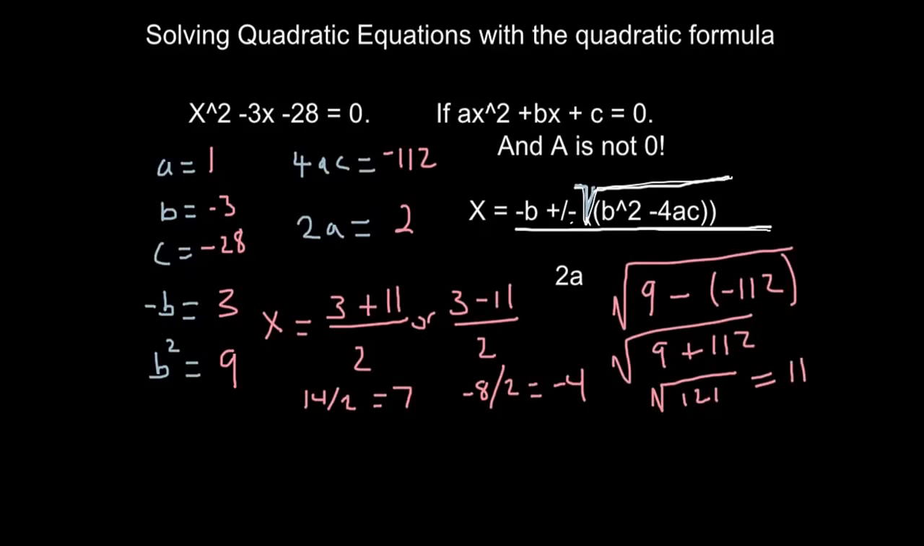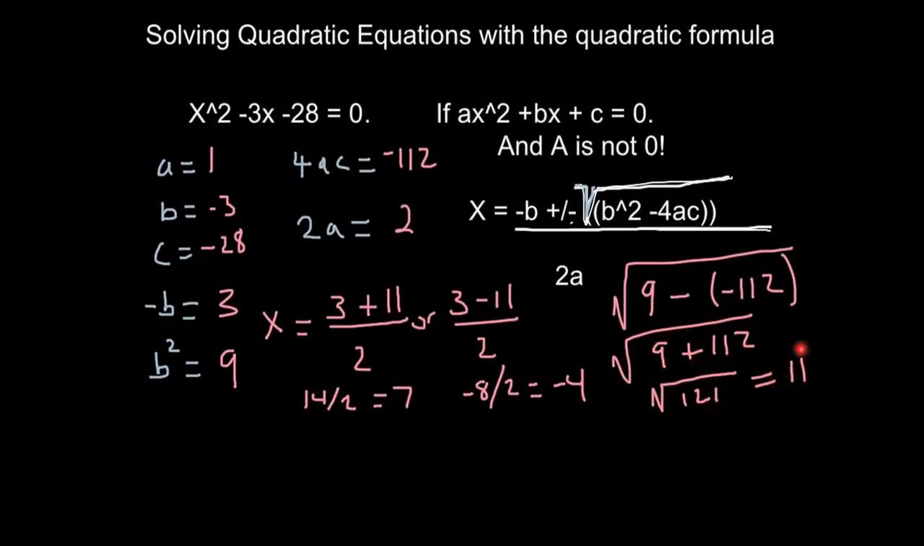Okay, finishing things up. Hopefully you went over here, you did the discriminant value first. You got b squared is 9, because it's 3 squared, minus 4ac. This again was negative. You're taking away negative 112, so you're really adding 112. The sum of 9 and 112 is 121. So that discriminant value is 11.